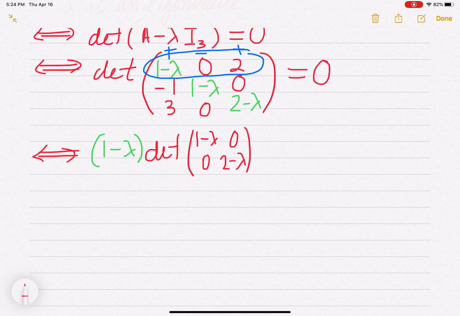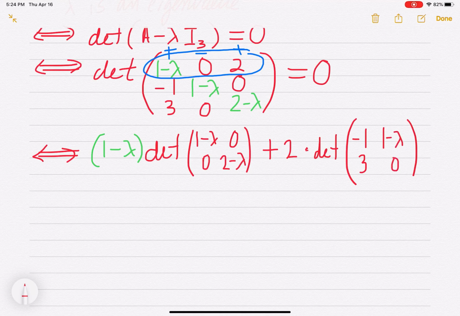So then I can go to my third entry, which is plus 2 times the determinant of the following submatrix. I'm going to cover up the first row and the third column. I'm going to have entries negative 1, 3 down the first column. The second column, 1 minus lambda and 0. All right, so now we're ready for the next step. Oh, and I forgot, this is all equal to 0.